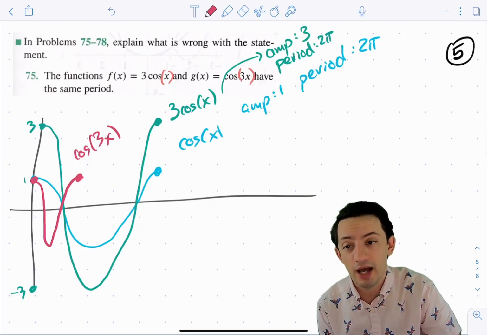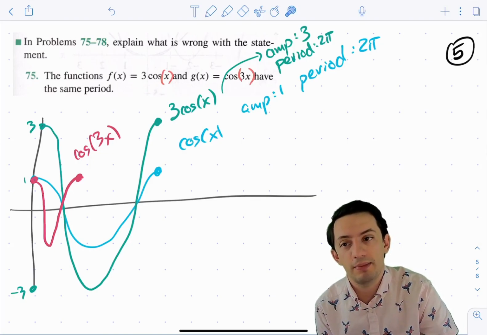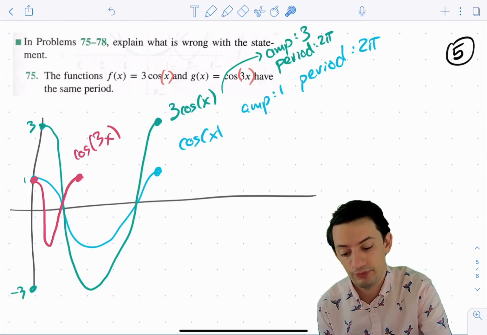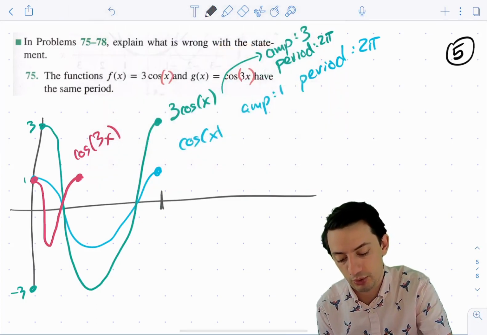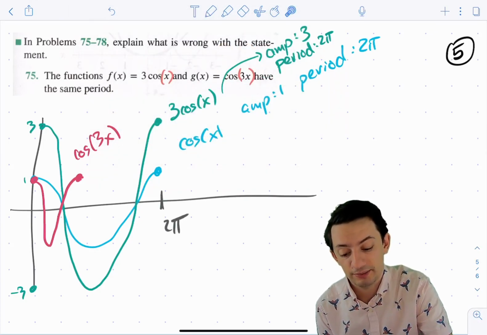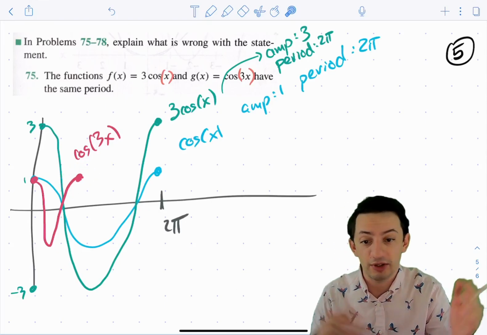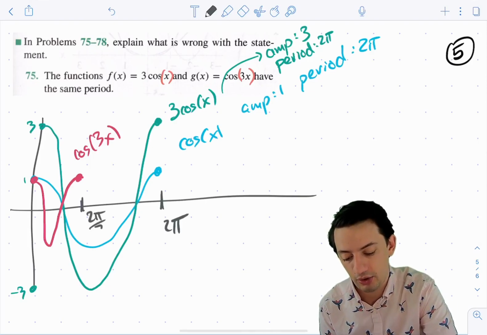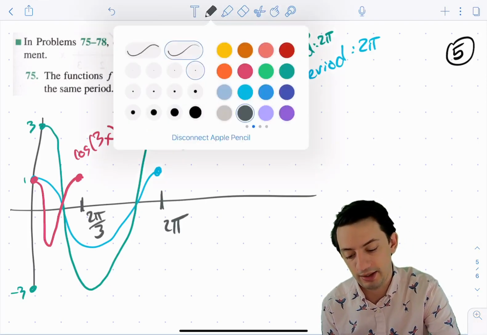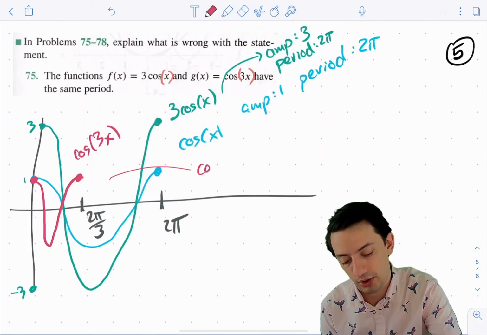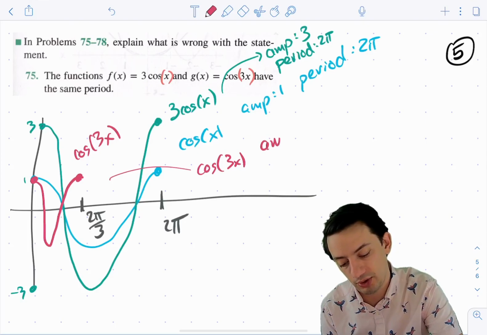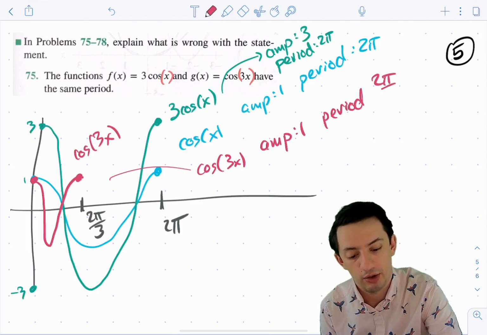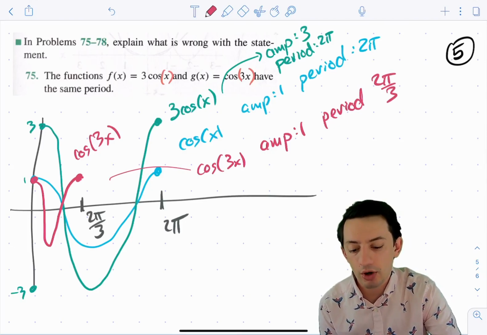Clearly, the period is not the same. The period is how long it takes to get back where you started. This took 2 pi, because that's our period for cosine. So this is 2 pi here. But this reaches it 3 times faster, because we've got this horizontal shrink. So this period is not 2 pi, it's 2 pi over 3. So that is, let's label it. That's cosine of 3x, which has amplitude 1 and period 2 pi over 3.